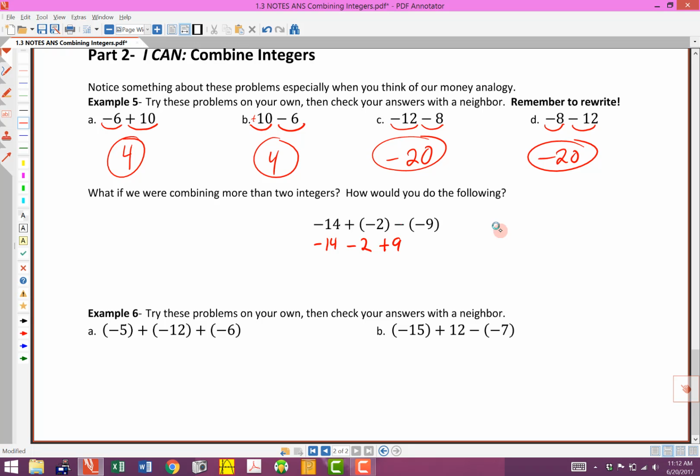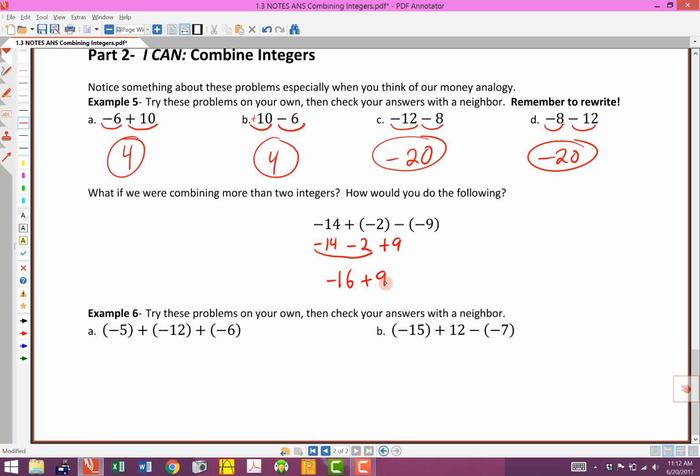if we're going to do this problem, we're going to go through and apply our rules, but our rules only work for 2 at a time. So we're going to do this. We're going to combine the 2 of those. So these have the same sign. We're going to find the sum. The sum is 16. Keep the same sign all the way through, so that's going to be negative 16.